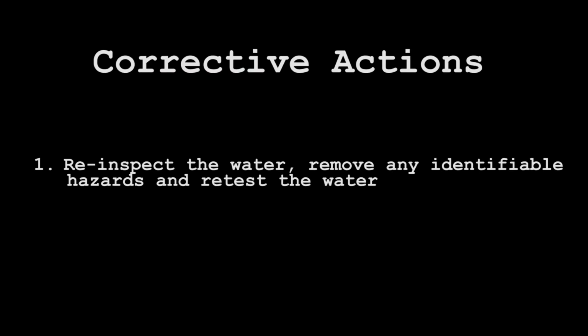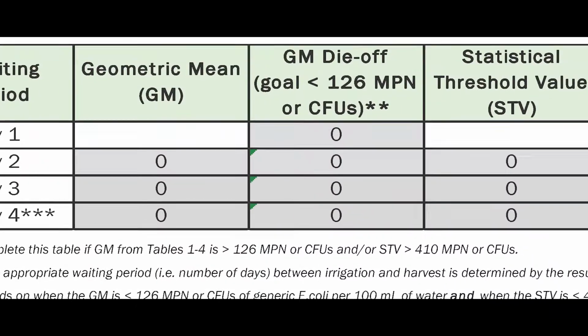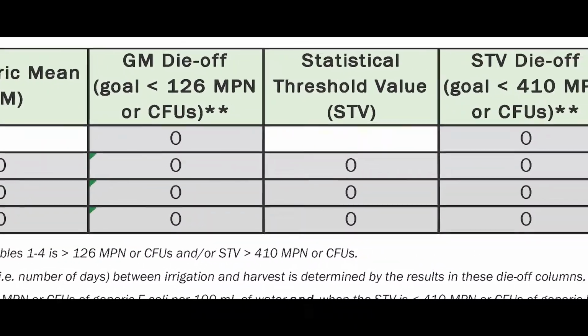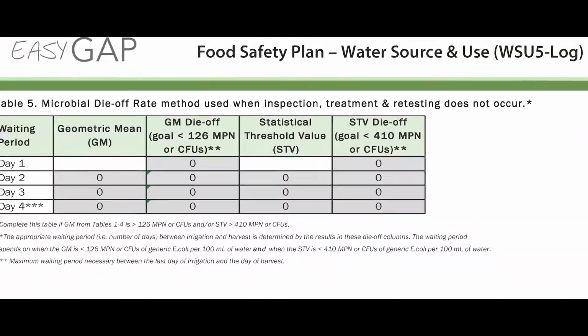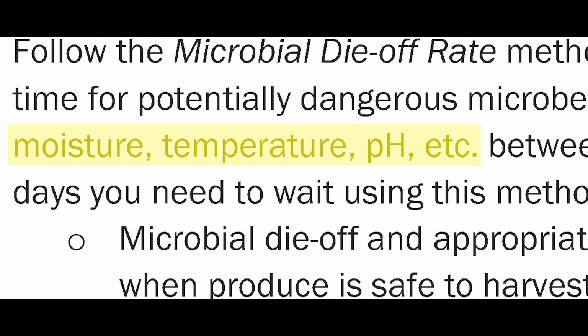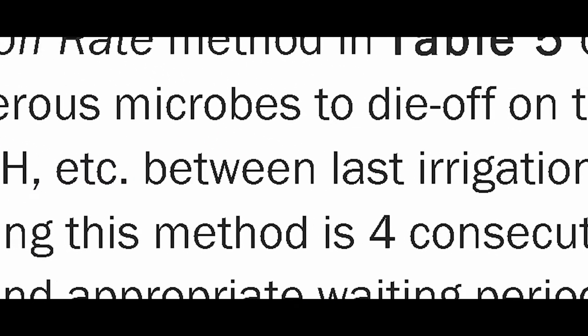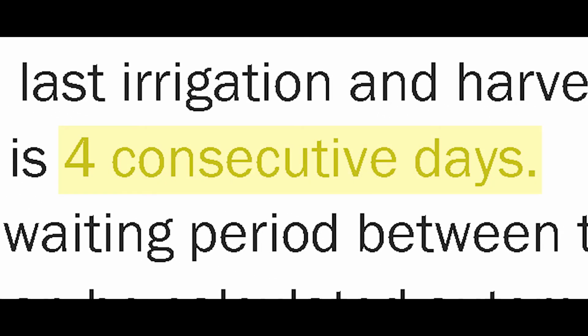1. Re-inspect the water, remove any identifiable hazards, and retest the water. 2. Follow the microbial die-off rate method in Table 5 of the WSU 5 log. This method allows time for potentially dangerous microbes to die off in the field between last irrigation and harvest from sunlight and changes in moisture, temperature, pH, or other factors. The maximum number of days you need to wait using this method is 4 consecutive days.